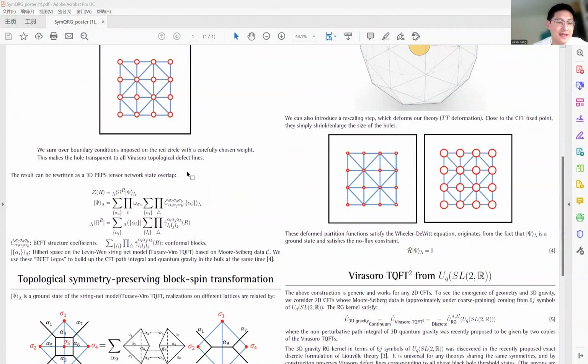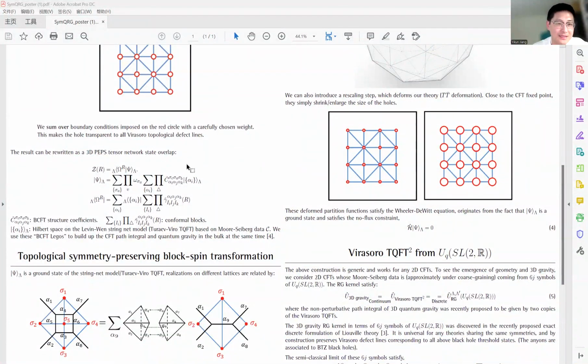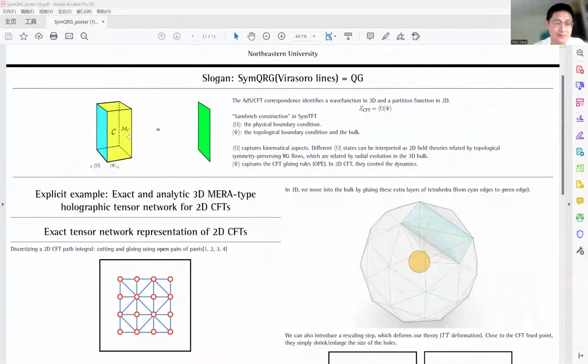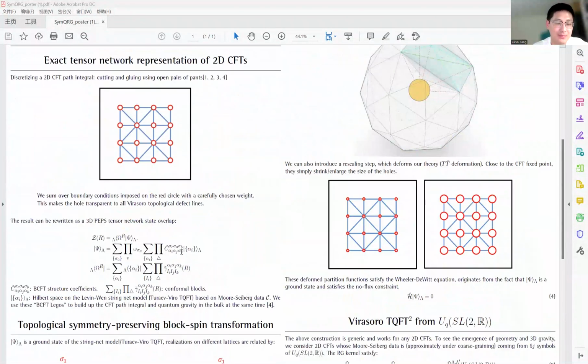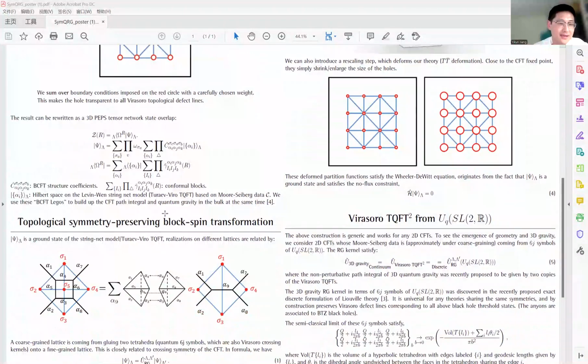And the result is that we can rewrite this partition function as an overlap between two PEPS tensor network states. One is constructed from all the BCFT OPE coefficients. These BCFT OPE coefficients have the emergent meaning of the third direction attached to a boundary. This is what this picture is showing. Indeed, the third direction appears. And the omega state is constructed from the conformal blocks. So we separate out the kinematic and dynamic pieces.